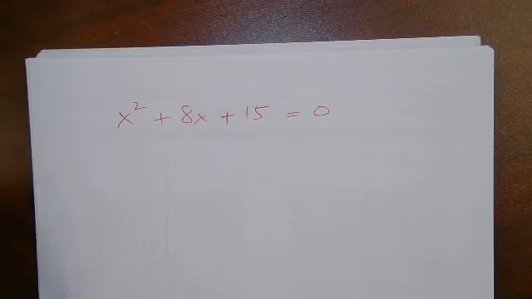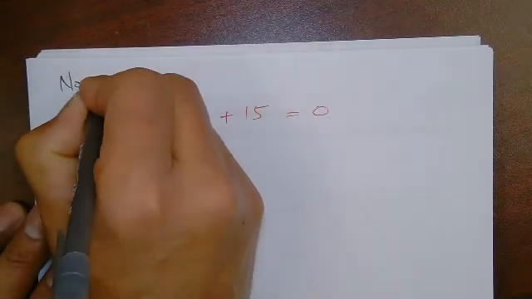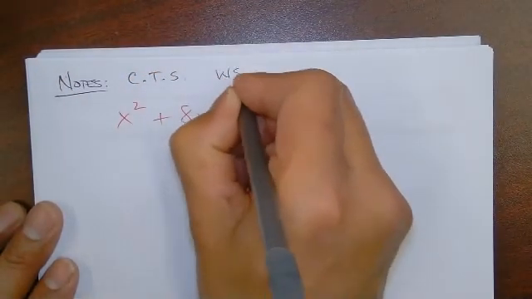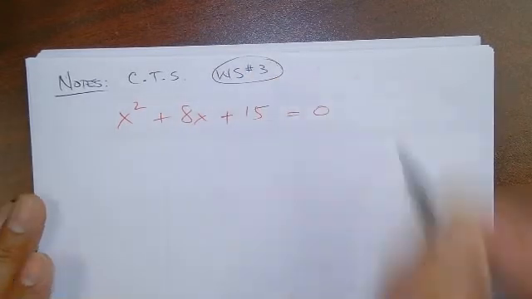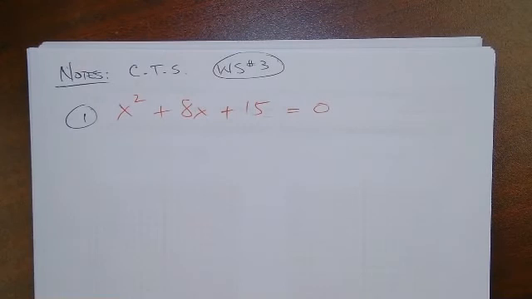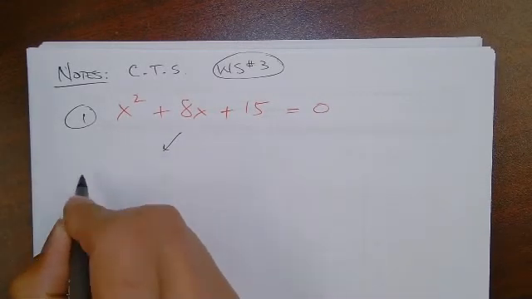Okay, so this is going to be the notes for completing the square. It's going to be part 3 or worksheet 3. Okay, so number one here, I'm putting an easy problem that we actually know the answers for, or we're going to get the answers a different way, but then we're going to do it completing the square, because you're not going to get these easy problems like this. Okay, so over here, this problem, I'm going to solve it by factoring.